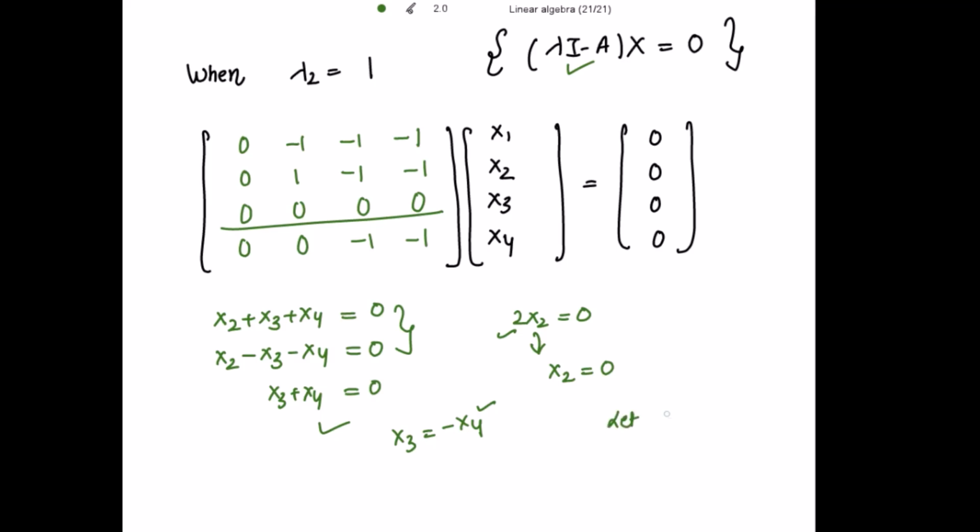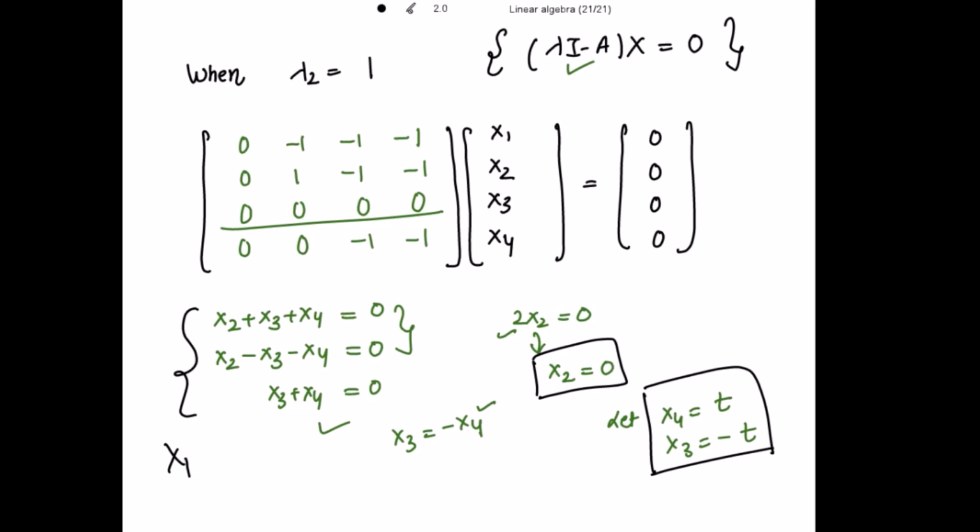So let's give x4 to be equal to t. Then x3 becomes negative t. So we are having these two values for x3 and x4, and also we are having x2 equal to 0. But what about x1? There is no x1 over here, right? So we can give x1 any value.